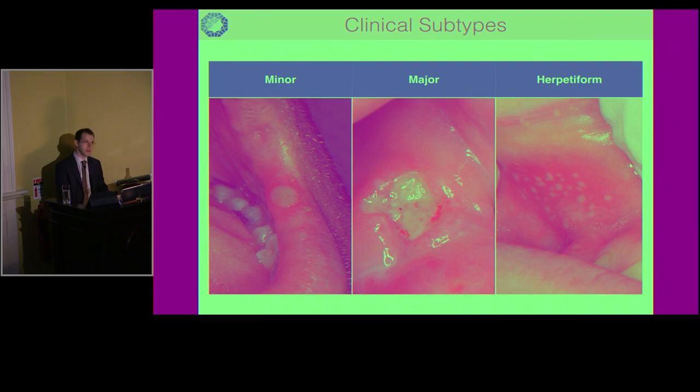So you can see minor there on the far left of the slide on the screen. Less than 1 centimeter, small, round, red base. The major one in the middle then, you're looking at almost all of the buccal mucosa there in that little rectangle. So that's about maybe 2 centimeters across. It's been there for 6 weeks, and it's going to take another few weeks for that to go away completely. And then the herpetiform on the right of the screen, multiple 1 millimeter or less ulcers, all kind of in a big red blob together.